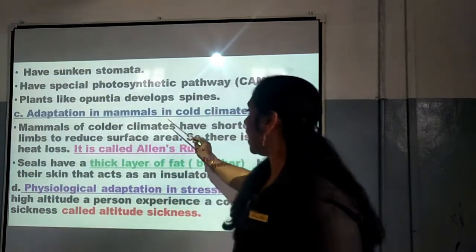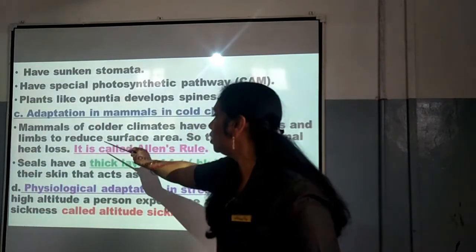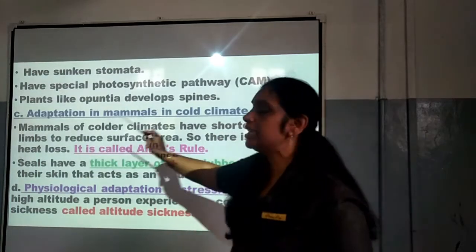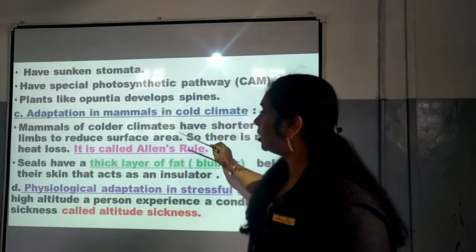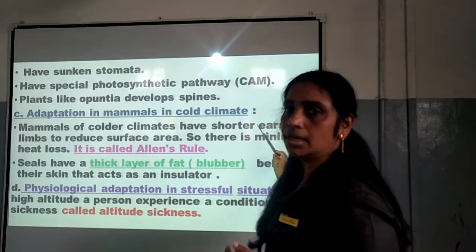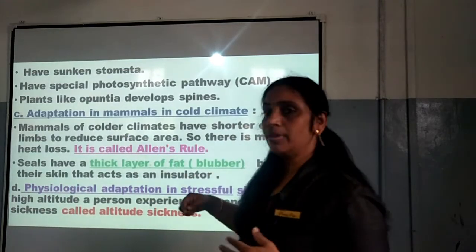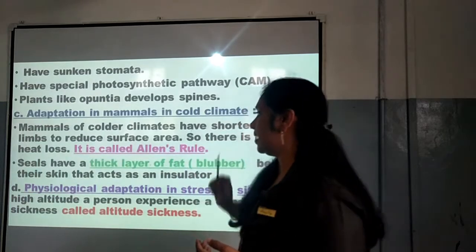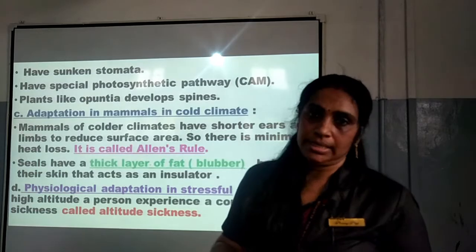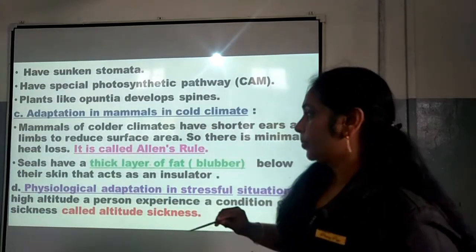Mammals of colder climates have shorter ears and limbs to reduce surface area, so there is minimal heat loss. So what is the adaptation the animals have there? They have shorter ears as well as limbs. Why? To reduce surface area, and when the surface area is reduced, surely the heat loss will be less, and it is called Allen's rule.